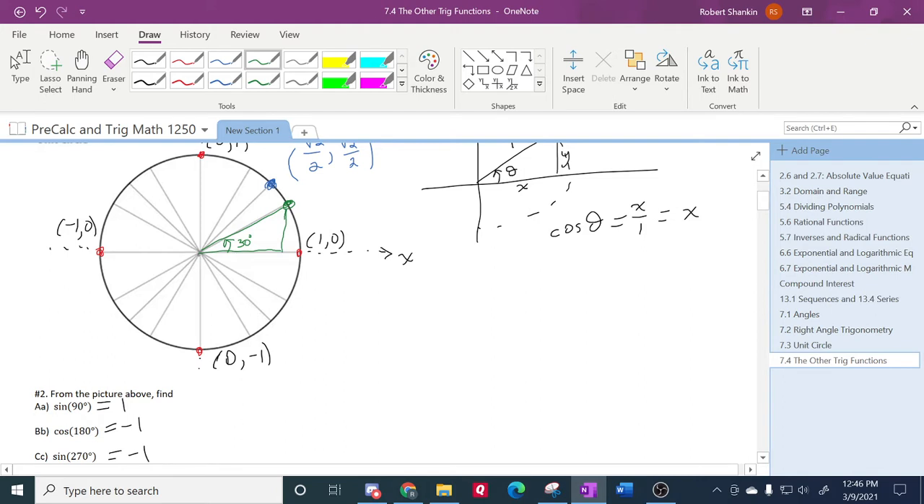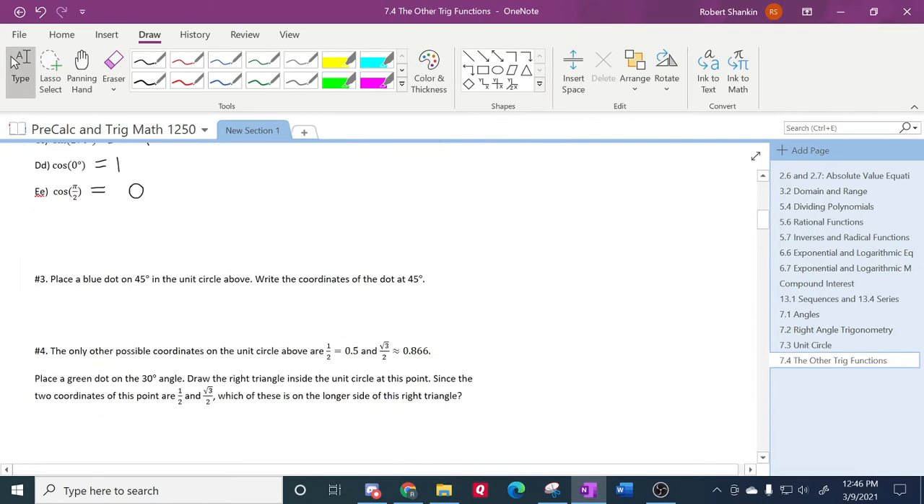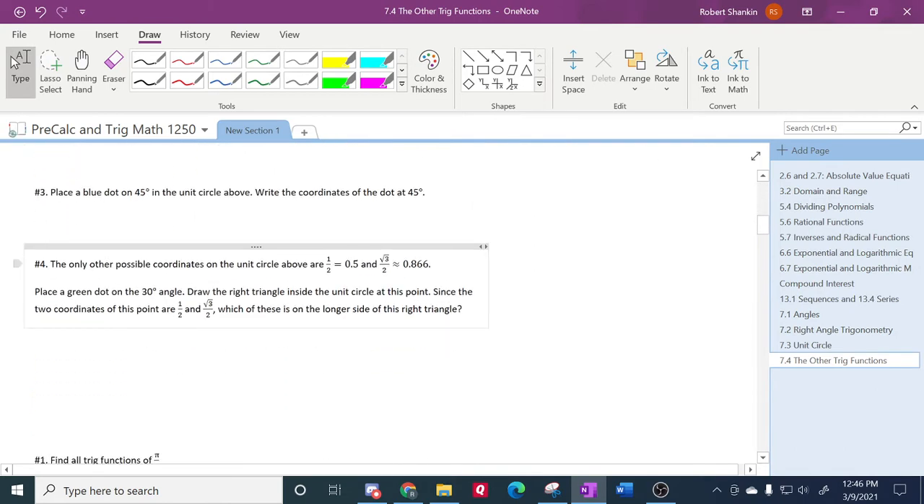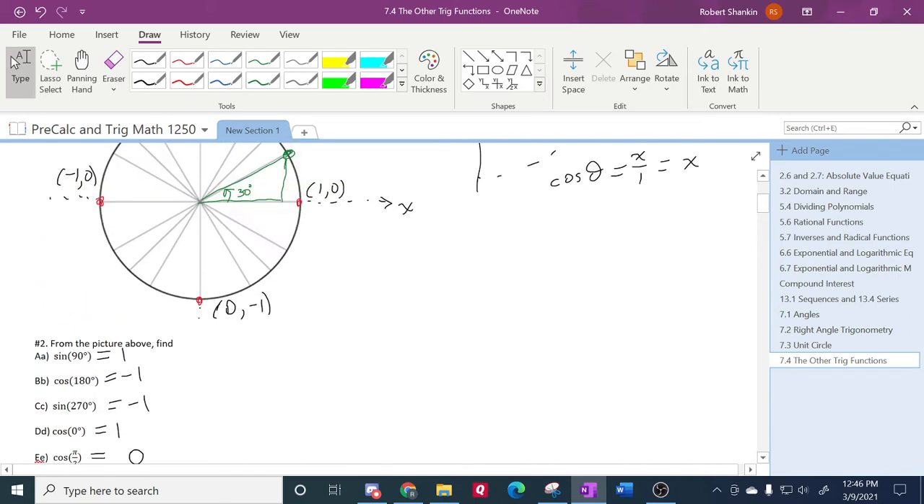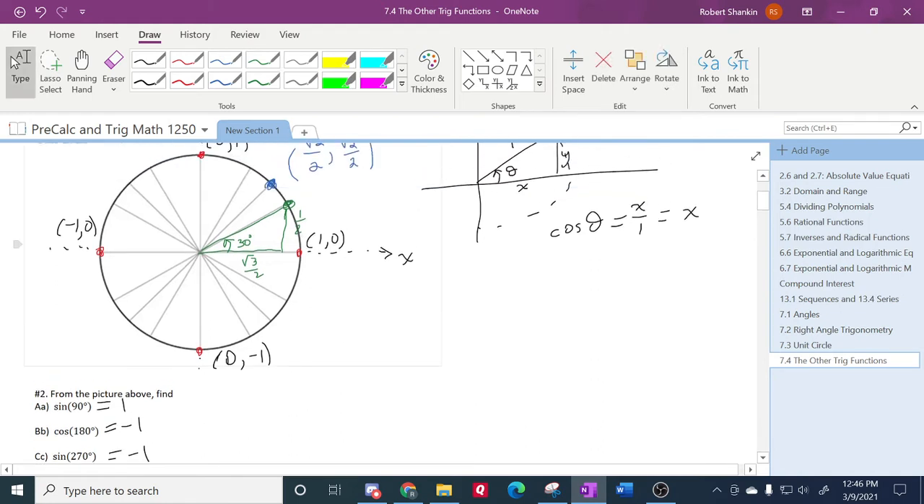All right, since the longer side has got to go with the bigger number, we see square root of 3 over 2 significantly bigger than 1/2. That's got to be this one. And this one is the shorter distance, so it's got to be the 1/2. Now, when I write down the sides of this triangle, I'm also giving the coordinates of this point. You go over square root of 3 over 2 and up 1/2.